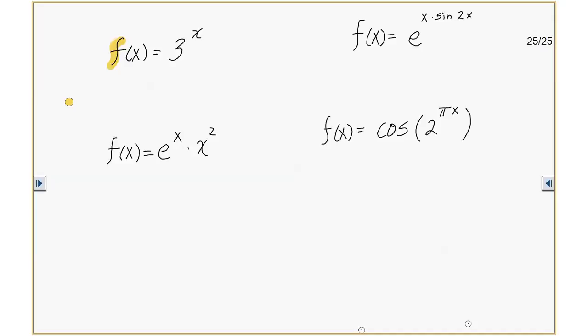So the first one, what's that going to be? 3 to the x times the natural log of 3.